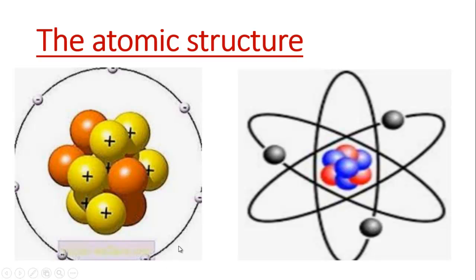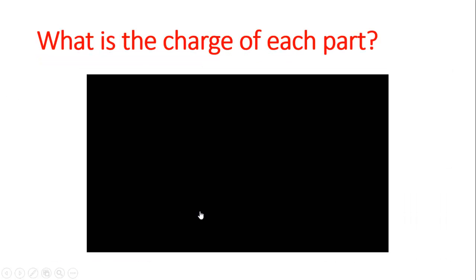Again, so the atom consists of three main parts. Proton that has a positive charge, neutron is a neutral, and electrons have a negative charge and electrons are found outside the nucleus and revolve around it. Okay? What is the charge of each part?